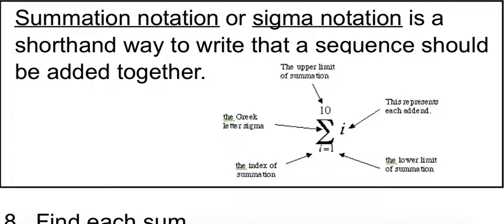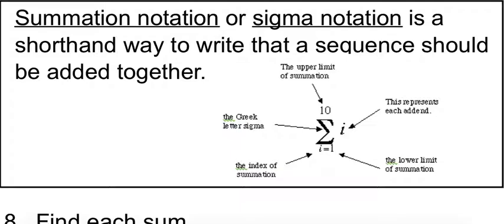The reason for this is this right here. That is the Greek letter sigma. It's uppercase sigma, lowercase sigma looks different. So anyway, that's why it's called sigma notation or summation notation. They mean the same thing. It is a shorthand way to write that a bunch of stuff should get added together. It is used a ton in statistics because we are very often adding a whole list of numbers together. So you should have seen this last year in Algebra 2.